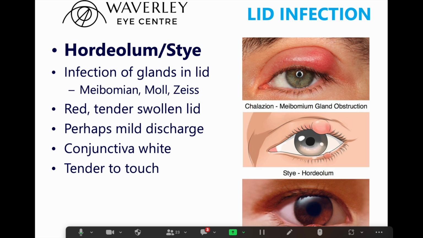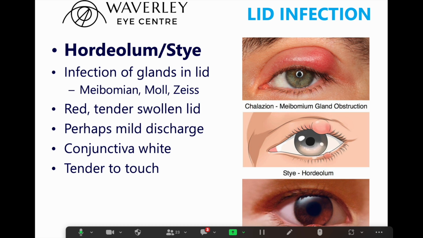Infections of the lid. We'll refer to these as hordeolums or styes. There are kind of 3 main glands that will typically be affected when this occurs. The glands of Moll and Zeis are more anterior on the lid, and these are sweat glands, and if those are infected, that's going to be called an anterior hordeolum, or external hordeolum. And if it's a Meibomian gland, which is a little bit deeper, that's infected, it's going to be called an internal hordeolum or a stye.